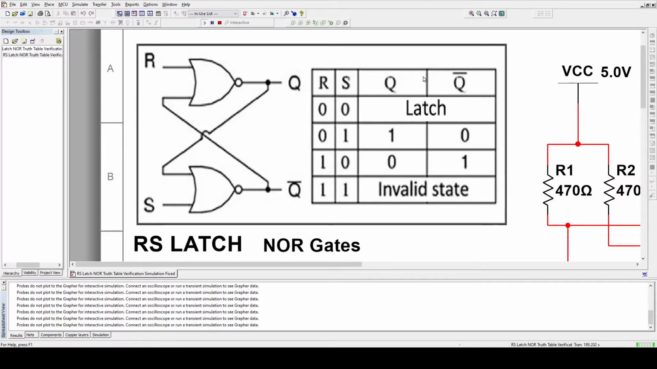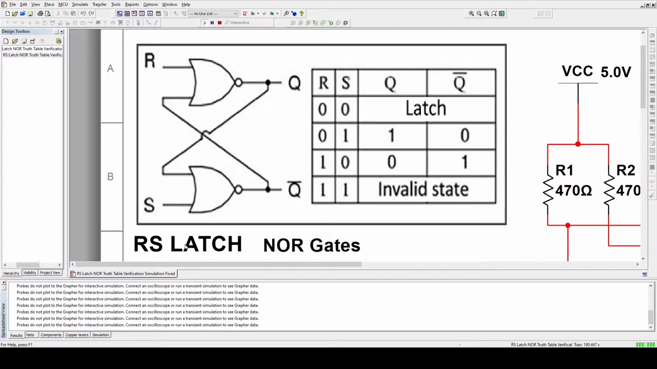If we arrange these two NOR gates in this way, we're going to come up with something like this. That's a truth table of that. Now we have those two NOR gates assembled into one device that we're going to call a latch.